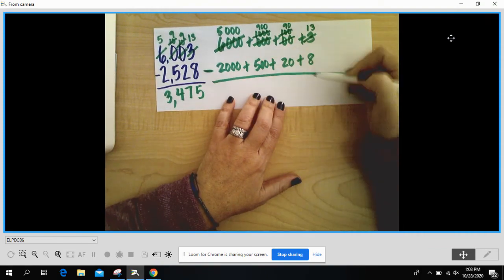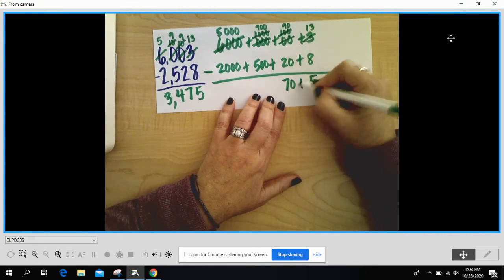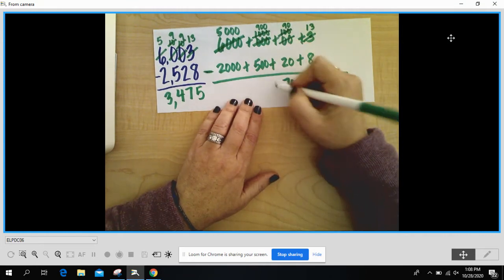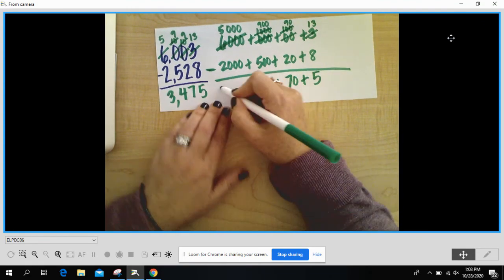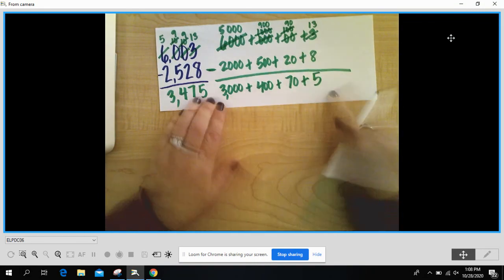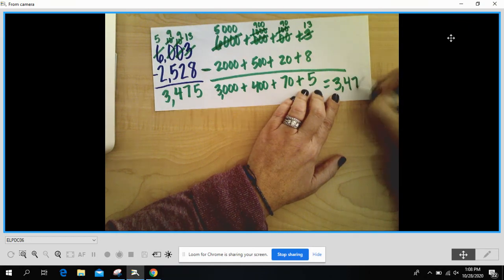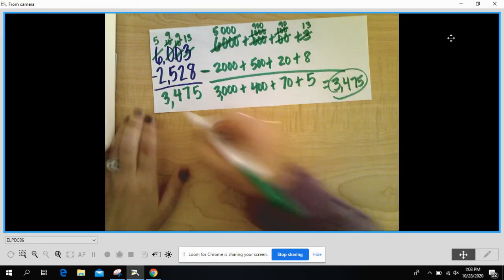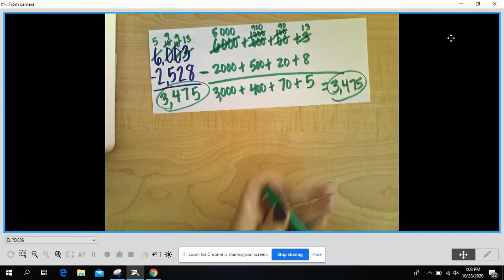Okay, 13 minus 8 is 5. 90 minus 20 is 70. 900 minus 500 is 400. And 5,000 minus 2,000 is 3,000. And you know it, I put it back together, and I have 3,475.